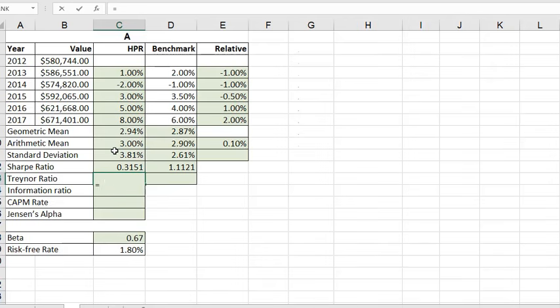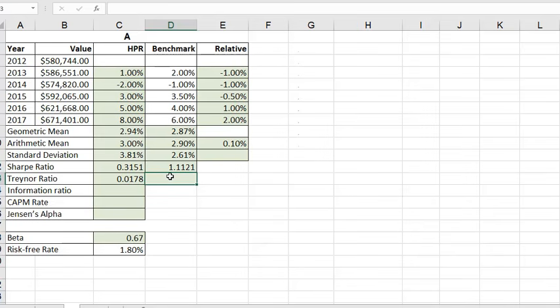Equals, we have the arithmetic mean of 3% minus our risk-free rate. That's our return based on the level of risk, and then divided by not standard deviation, but by beta. Okay, that is 0.02. Now we can bring that over to the benchmark.